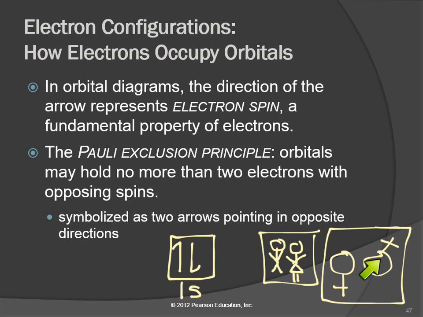Anyway, you need one of each if they're going to be together. You can't put 2 up arrows together or 2 down arrows together.